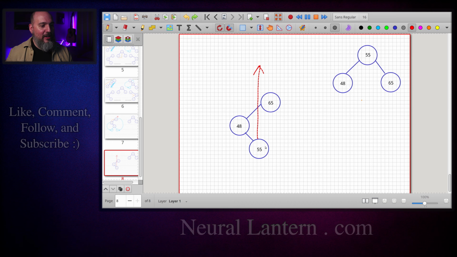But imagine the 55 is getting pulled up and it's getting pulled up past 2 other nodes. So that's why it's a double rotation. Another way to remember: the 55 would be the mob boss that's hanging by his ankle.